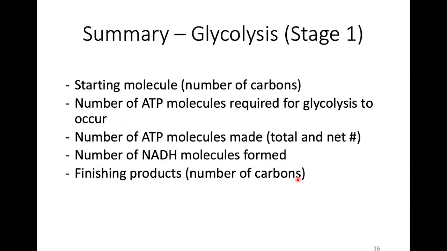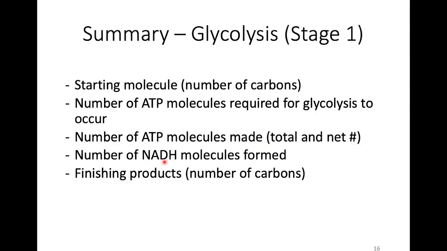So here's a summary. You need to know the starting molecules. We're starting with glucose. Glucose has 6 carbons. How many ATP molecules are required for glycolysis to occur? That would be our 2. The number of ATP molecules made, that would be 4. That's the total. What is our net? Our net would be the 4 minus the 2 that we input. So that would be a net of 2 ATP molecules per glucose.